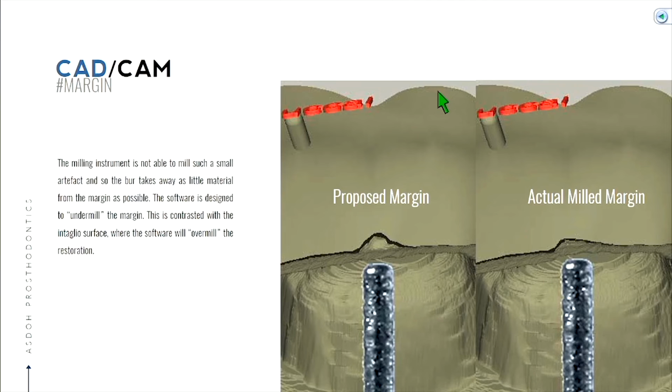Okay, so this is the opposite of the internal surface. So the internal surface, it'll overmill. On the margin, it'll undermill it. Okay.